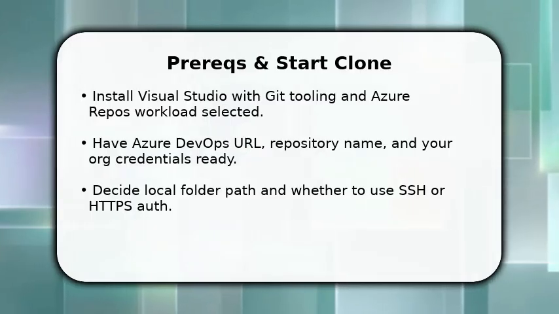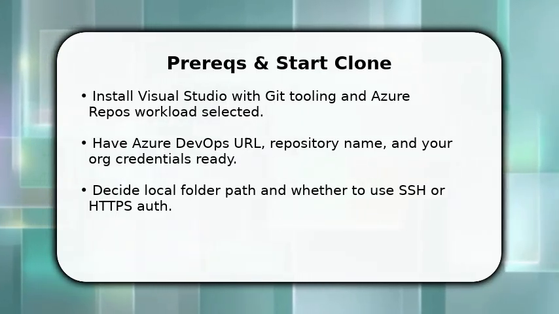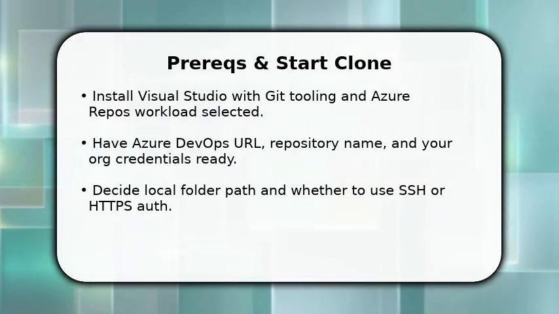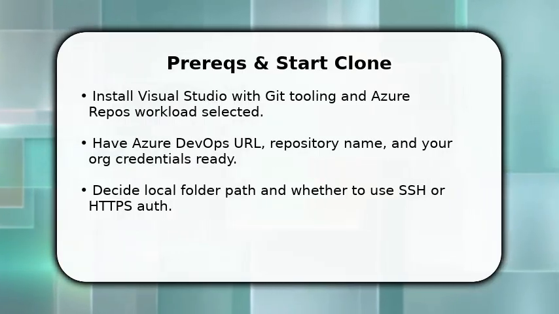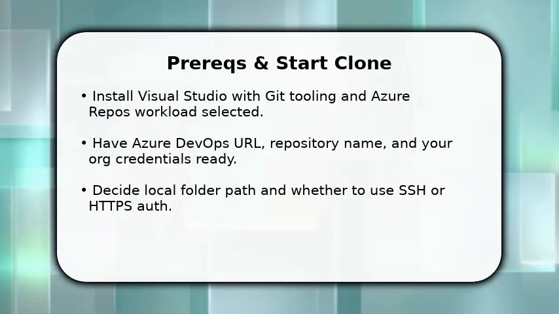You begin by confirming prerequisites: Visual Studio with Git support, and your Azure DevOps credentials. Open Visual Studio and choose Team Explorer or View Git changes. Once open, select Clone a repository.